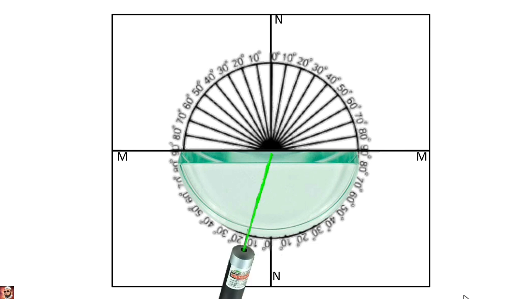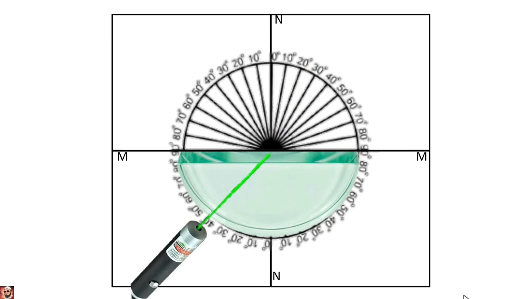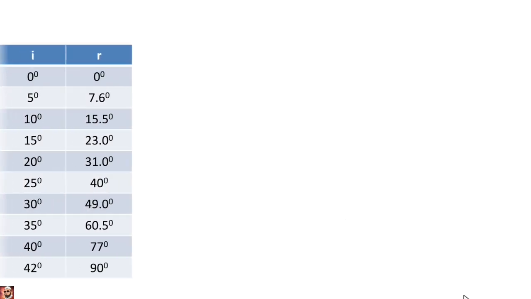Now I am taking the angle of incidence 15 degree, and the refracted ray comes out of the glass slab into the other medium. In the same way, at 42 degree, you will observe that the refracted ray grazes the interface. So like that, you have to send the laser light for different angles of incidence and measure the angle of refraction, and those angles you should note down in the table.